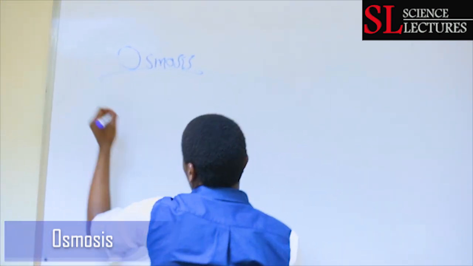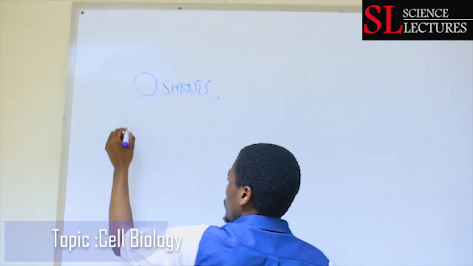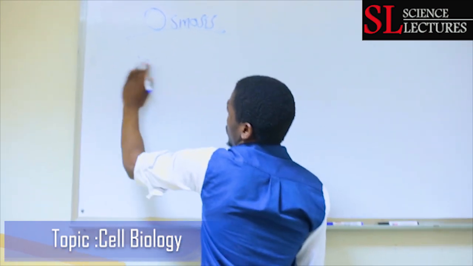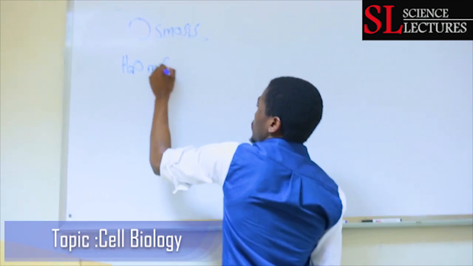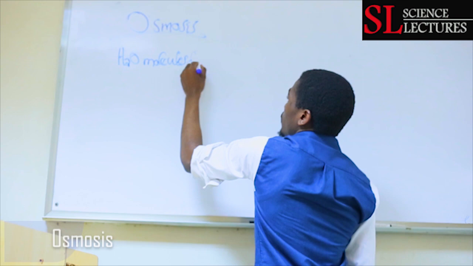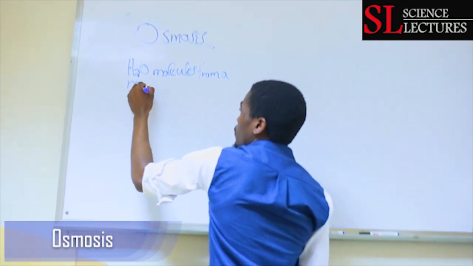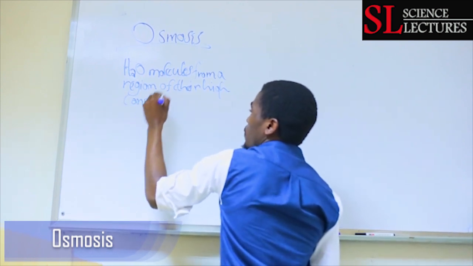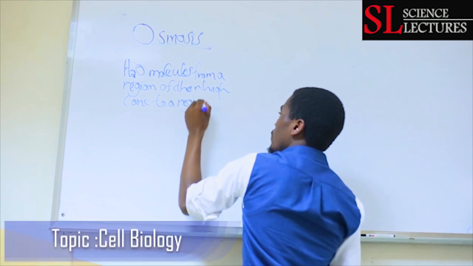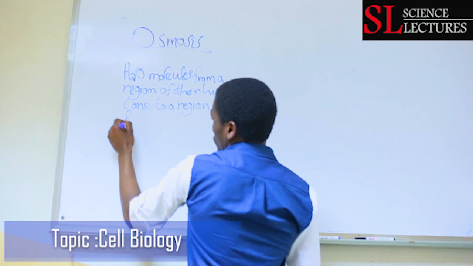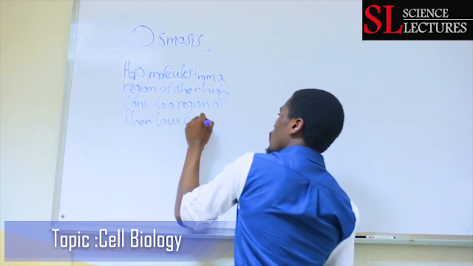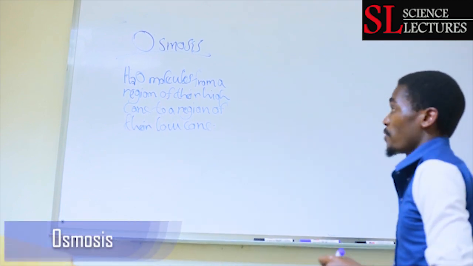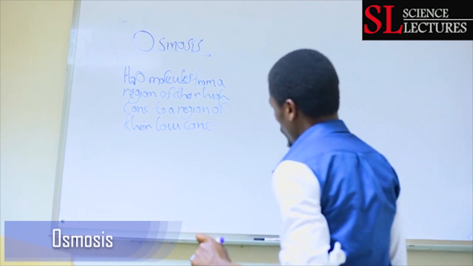So what is osmosis by definition? When we talk of osmosis, we need to talk about the water molecules. It is movement of water molecules, or you can call them solvent molecules, from a region of their high concentration to a region of their low concentration. So we have water molecules moving from a region where they are high in concentration to a region where they are low in concentration.